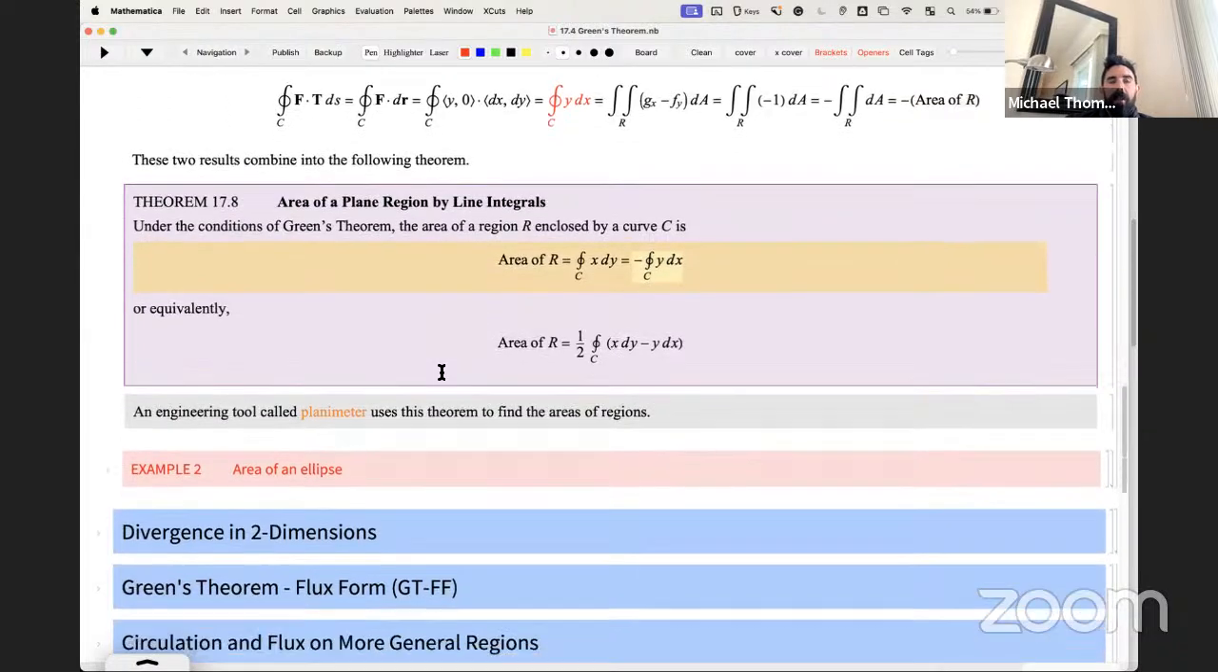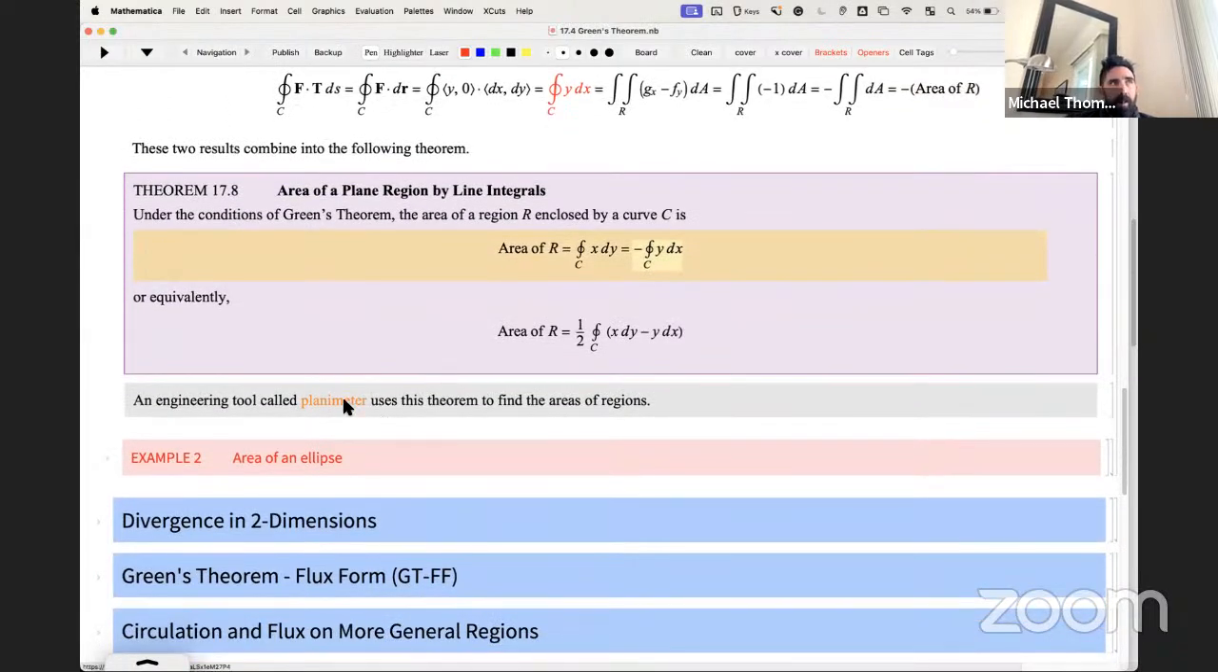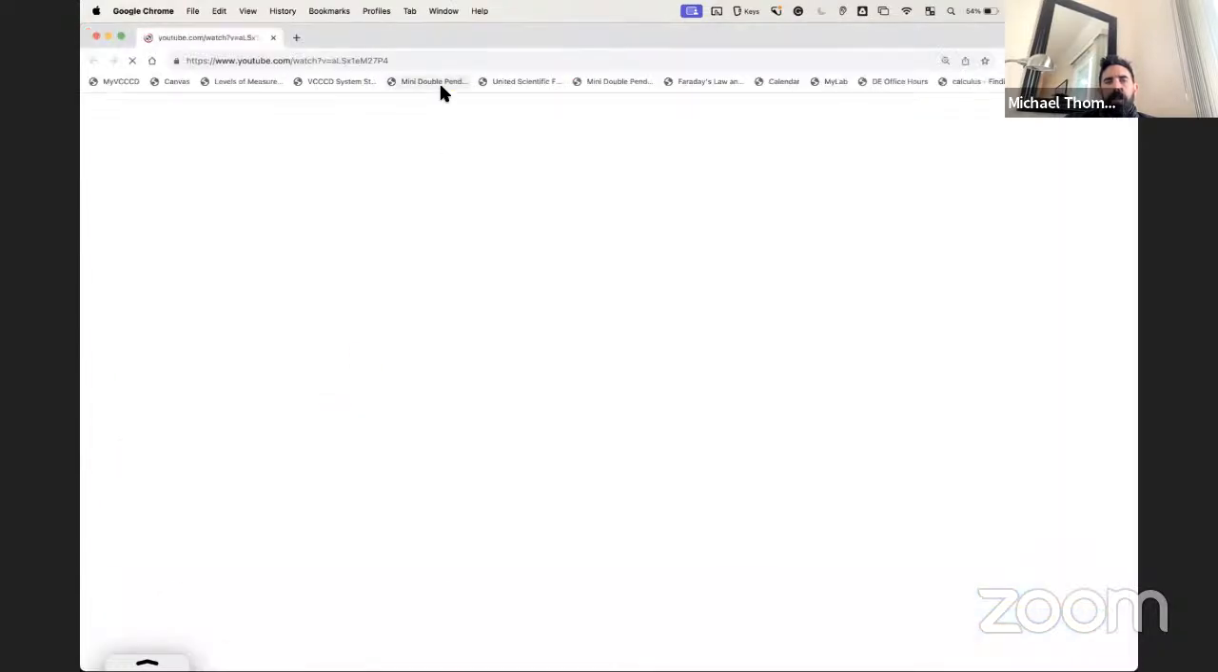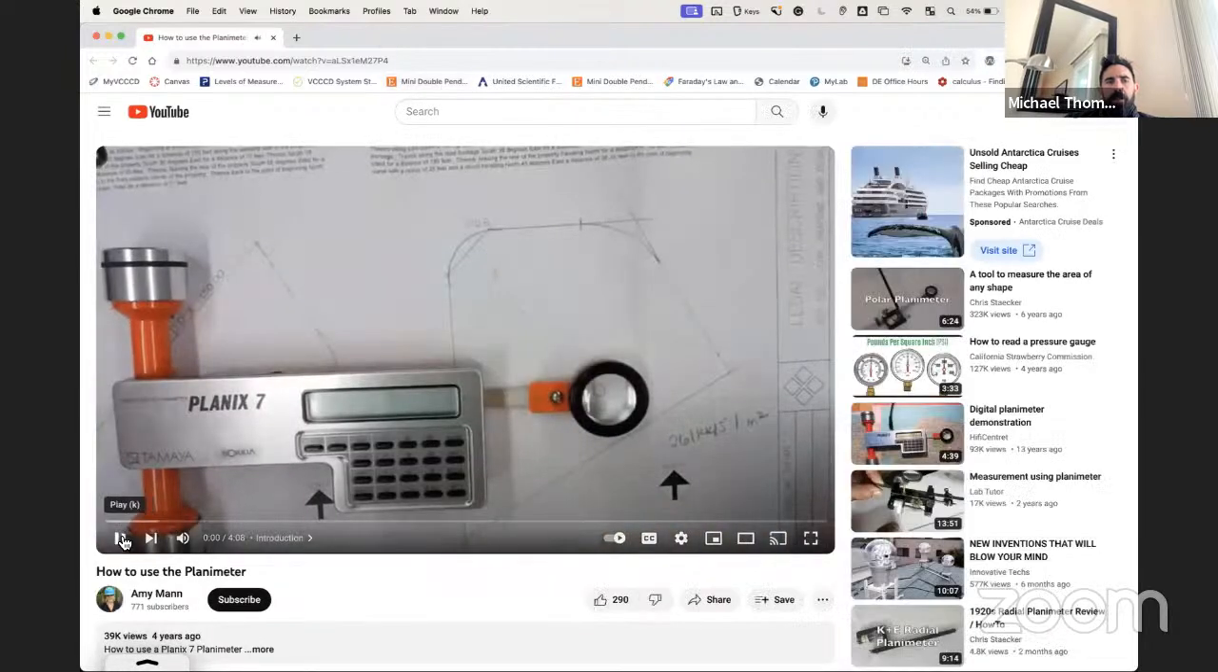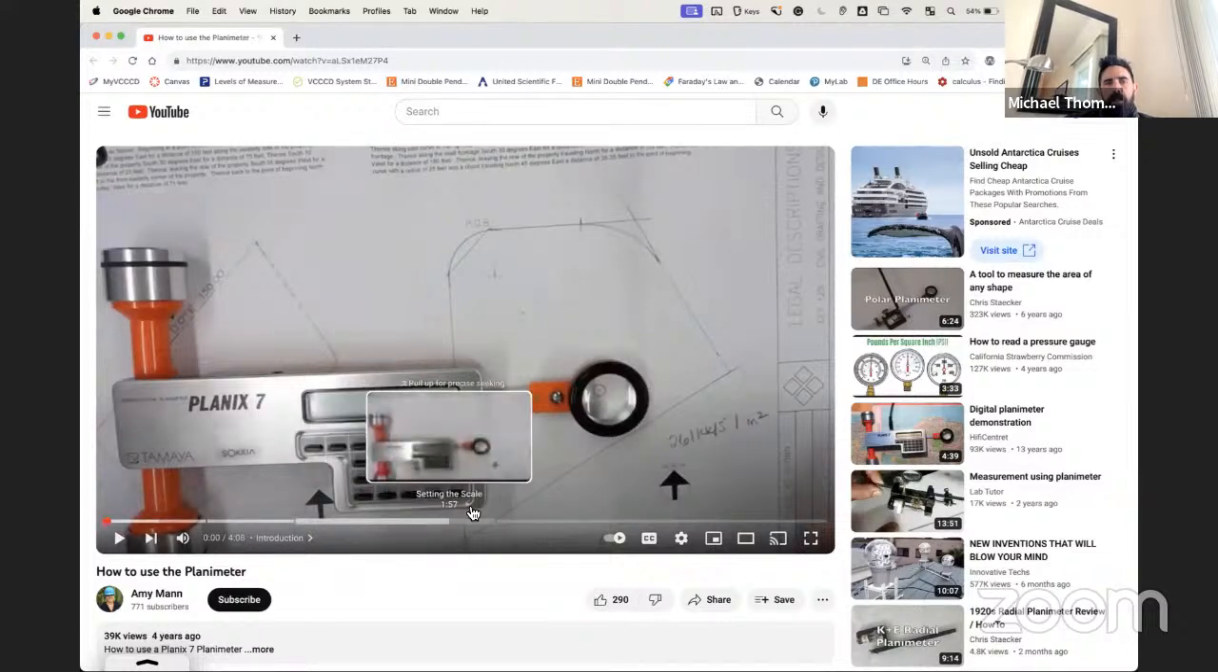Actually, they're still in use today, just not as much, but back when my parents were probably learning calculus, there was a popular engineering tool called a planimeter, and it wasn't electronic like this one. But what this is, it's a machine that uses Green's theorem to calculate the area of a region.